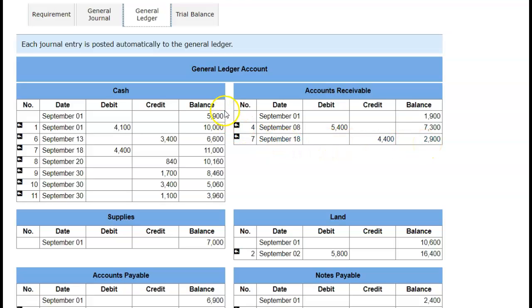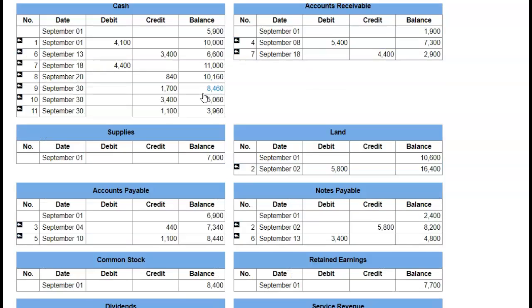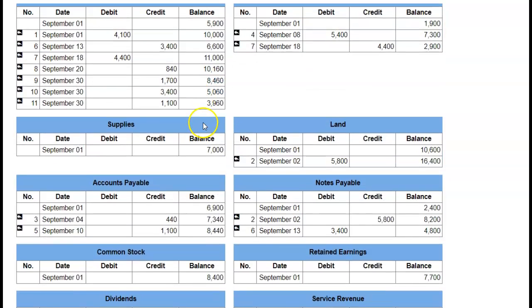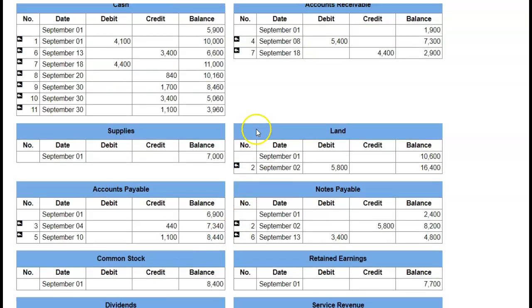So the whole point of this is it shows you how your entries impact the general ledger, and then how the general ledger provides the balance that you would put on a trial balance. Let's look at accounts payable. It started at 6,900. We had 2 credits to accounts payable. We increased accounts payable twice for various purchases that we made on open account, giving us a balance of 8,440.